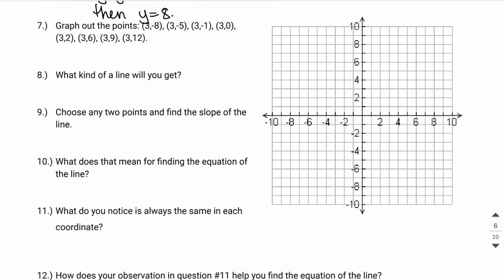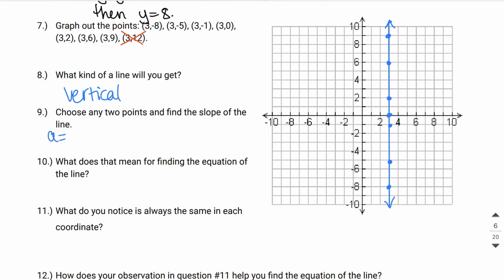Don't worry about graphing out the point (3, 12), but pause the video, please, and graph out the remaining points. So as you can tell here, we get a different kind of line. This time we have a vertical line. And this one, my friends, is a very tricky one. So for this question right here, first of all, we'll say that this is a vertical line. We want to find 2 points and find the slope of the line.